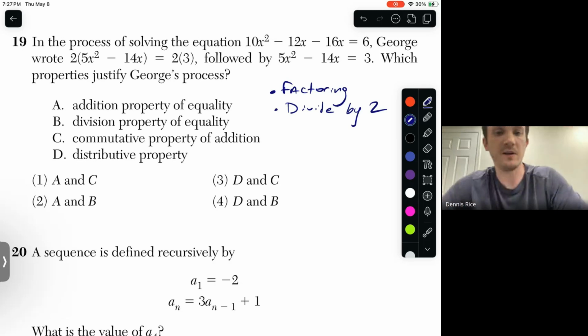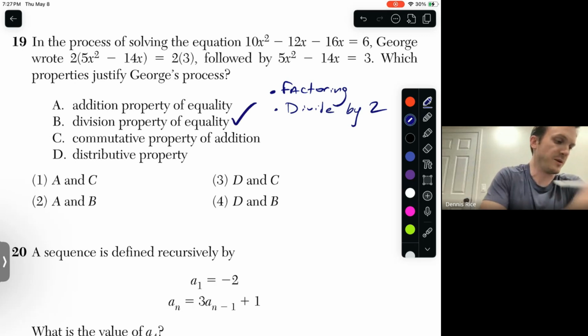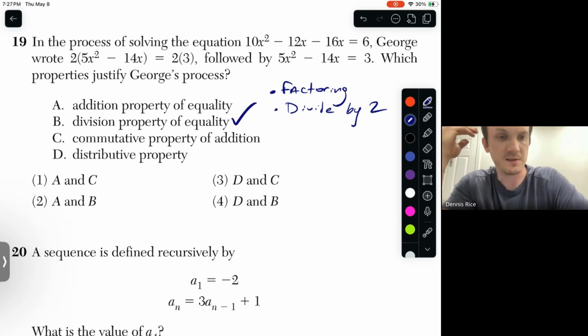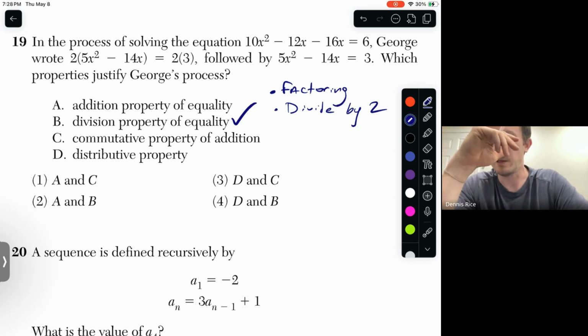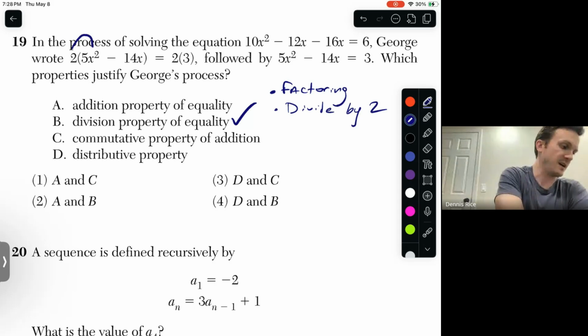Now that we have fancier names for these, what properties did he utilize here? When he divided by 2 on both sides, that's easy. That's called the division property of equality. When you add something to both sides, the addition property of equality. When you subtract, subtraction property. What would you call factoring? You don't think of it this way. Factoring is really the distributive property, because it is the distributive property backwards. What justifies it is, hey, I can multiply this out and it's the same thing. So it's the distributive property and the division property.